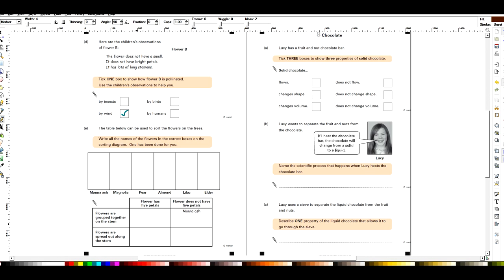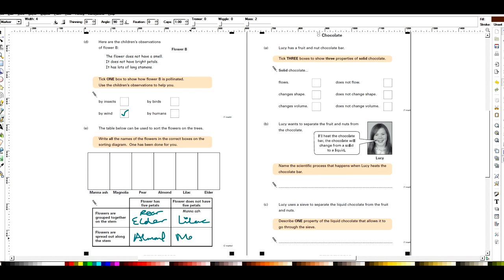So what we can do here, I can tell you where the answers should have gone if you could see the pictures. So the pear and elder go here. Okay, almond will go here. Look at the top. Lilac will go here. You can't see the plants that are missing. I'm just telling you where the answers would have gone if you could see them.